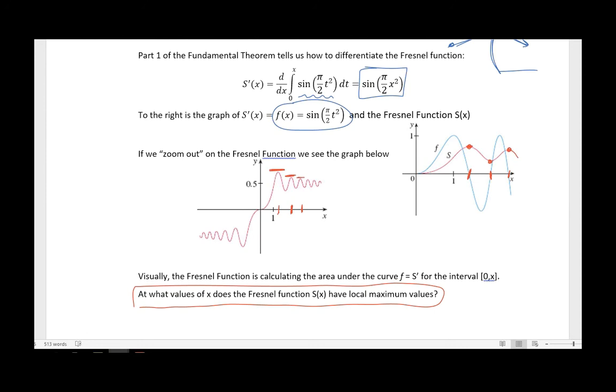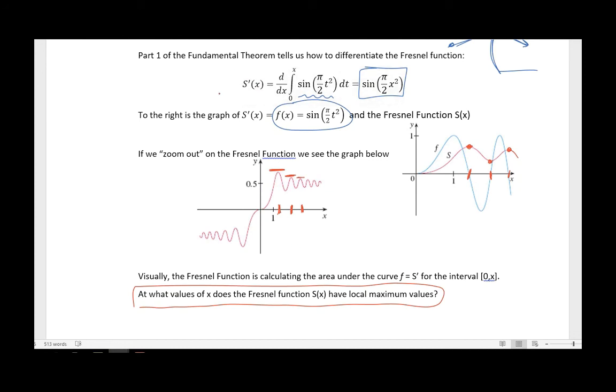So what this problem out of Stewart's textbook is asking us to do is find those max and min values of the Fresnel function. Find these values of x for the Fresnel function. Now again, remember, whenever we're finding max or min values for any function, we take the derivative and we set it equal to 0.